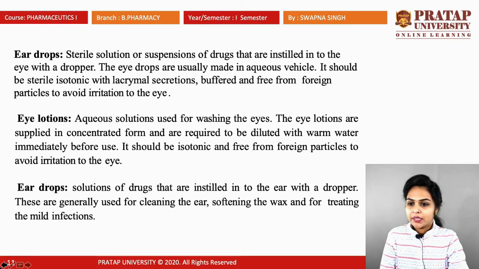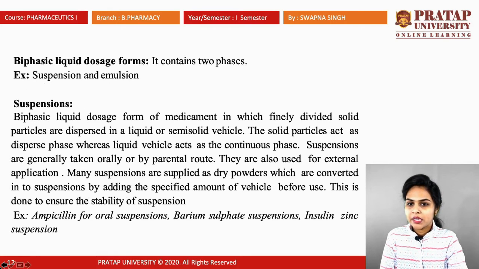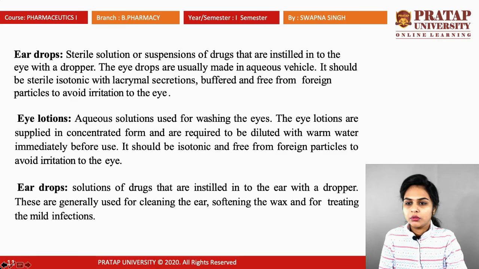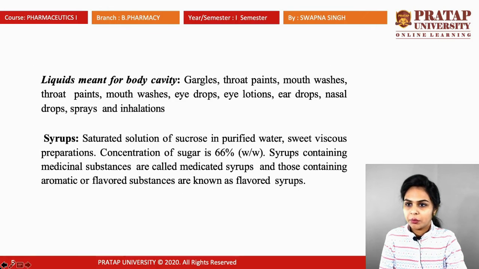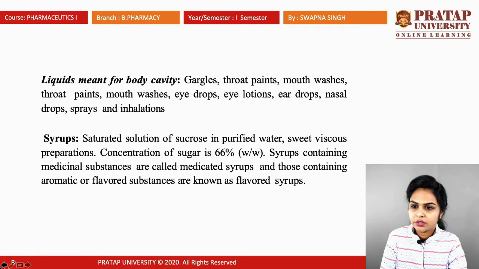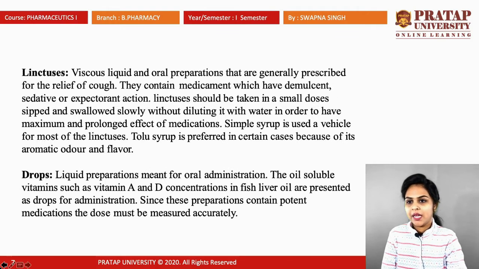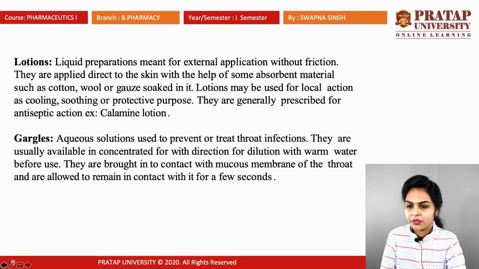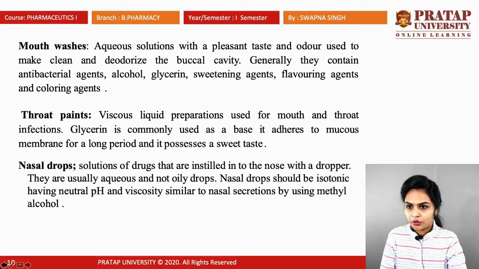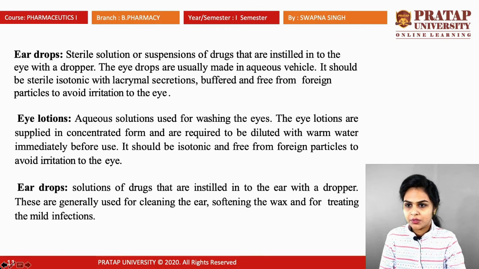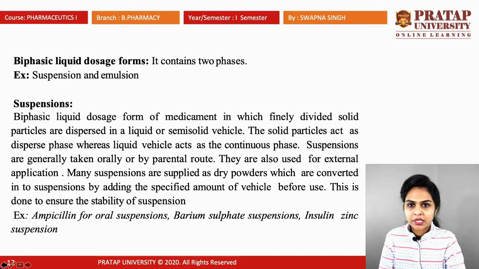Next is biphasic liquid dosage form. So these are all examples of preparations of monophasic liquid dosage form like syrup, elixir, linctus, drops, liniments, lotion, gargles, mouthwashes, throat paints, nasal drops, ear drops, and eye lotions. Next is biphasic liquid dosage form.